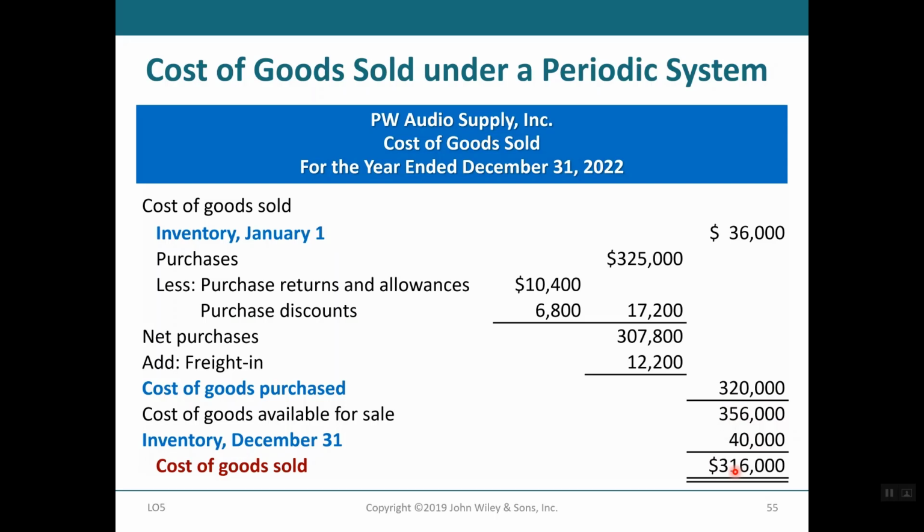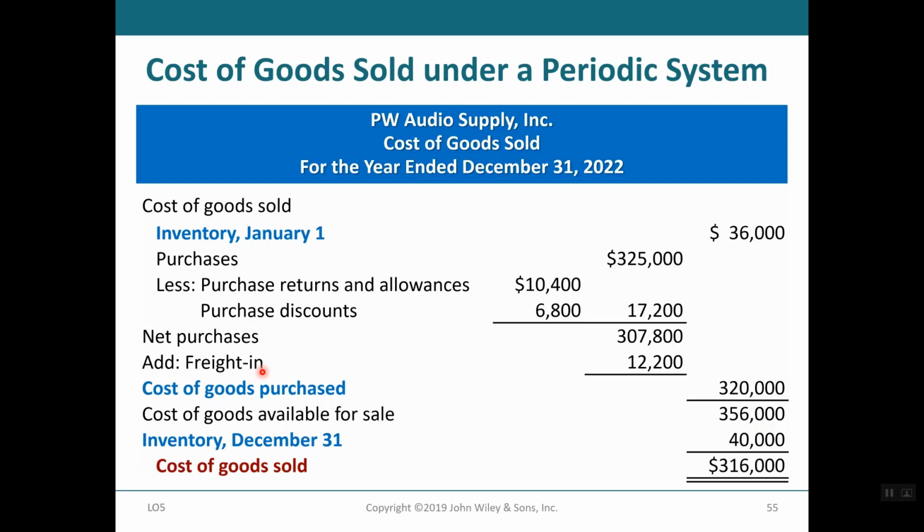Okay, so the only thing that I know we had not really explained up to this point was the purchases, how to get your net purchases. So I'm just going to go over it again. So we have the purchases. You are deducting your purchase returns and allowances and your purchase discount. Okay, that gave us a total of 17,200. All right, so net purchases is 307,800.